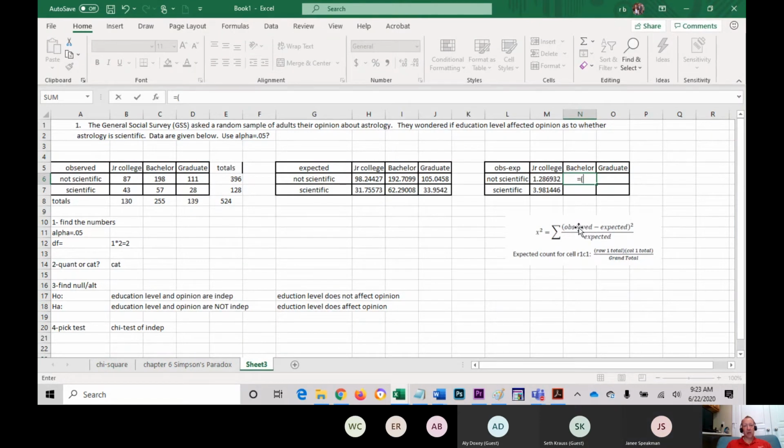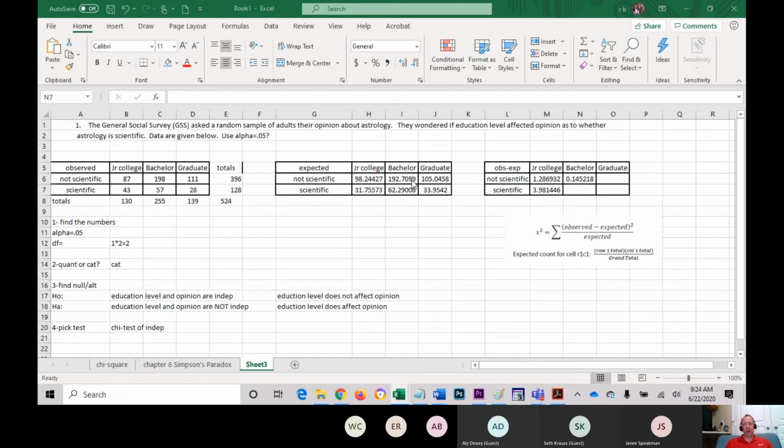So we do 198 minus 192.7099 divided by, nope, we're not dividing yet. You've got to finish. Oh, square it. We square the numerator. And then we divide it by the 255, no, the 524. Nope, the 192 again. Oh, okay. You're going to use that same number twice. Okay.